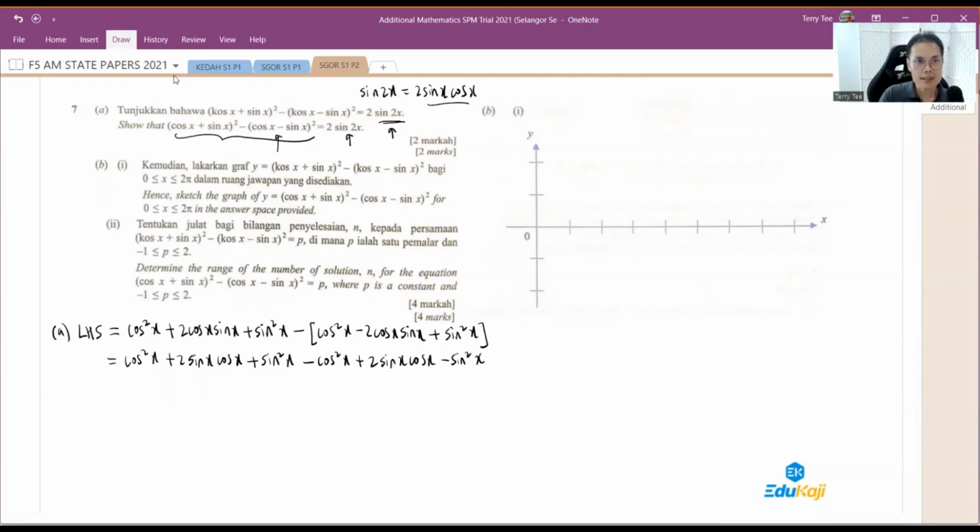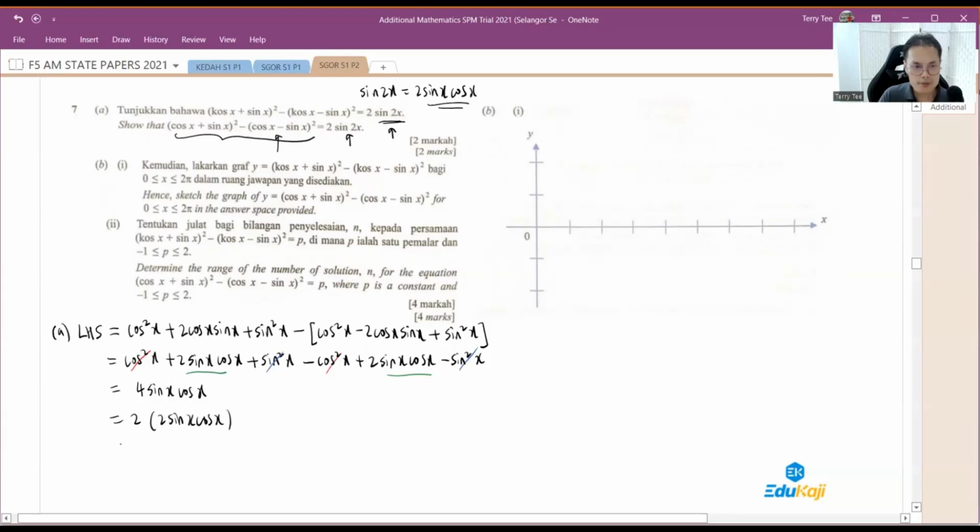Now let us cancel out the cos squared and cos squared. Let me cancel the sin squared and sin squared. As for these two, I can group them together. So what we have here is 4 sin x cos x, which is actually double of this. So I put a 2 here, 2 sin x cos x, which gives us 2 sin 2x, which is the same as your right-hand side. So it's not too difficult.